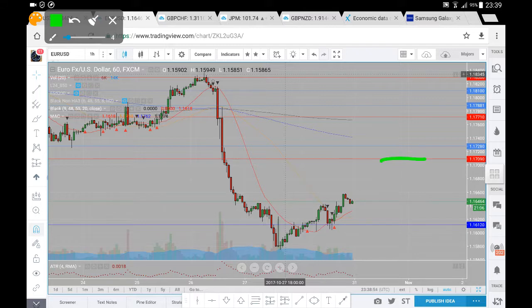In around the 117.10. On the last analysis, I did put a Fibonacci from there to there, and the 50% retracement is in around this 117.06. So we do have the 50% retracement in around this 117.06. So we'll just use the 117.10 level. So we could potentially see prices move from here.